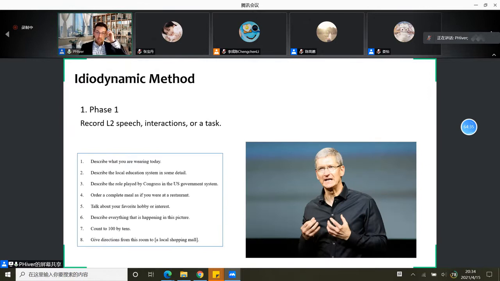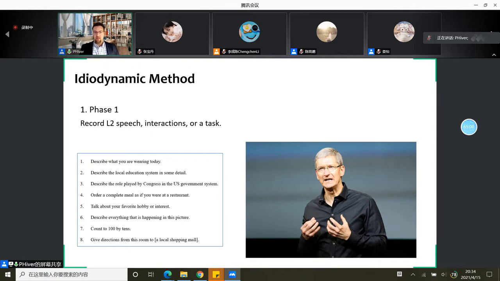So let's get specific. The ideodynamic method involves recording a learner's speech, their interaction, or their performance, and then showing the participants and showing others the video of their performance to collect stimulated recall ratings about their speech or their interaction or their task performance.